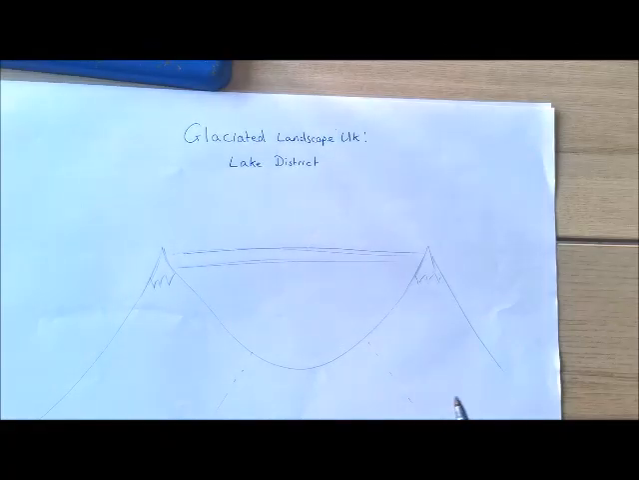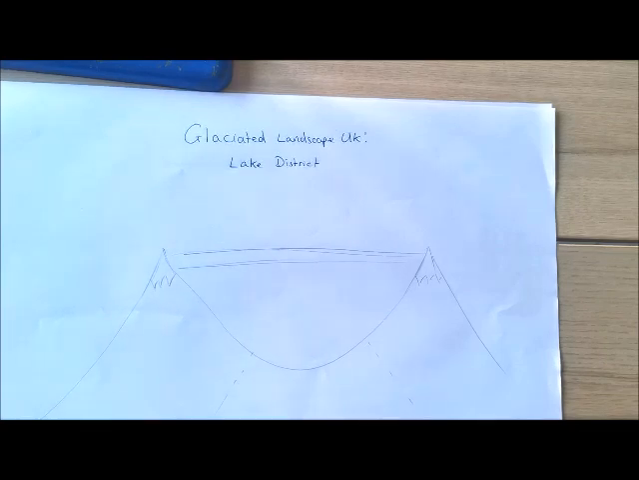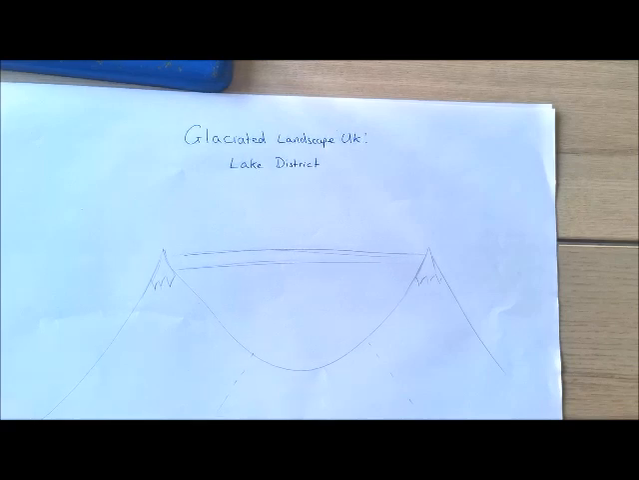Okay, so for this video, what we're going to be looking at is a glaciated landscape in the UK as a case study or an example. We're going to be looking at the Lake District, and within the GCSE spec, what we need to know is the attractions to tourists in this landscape, and then the impacts of that tourism and the management of it.